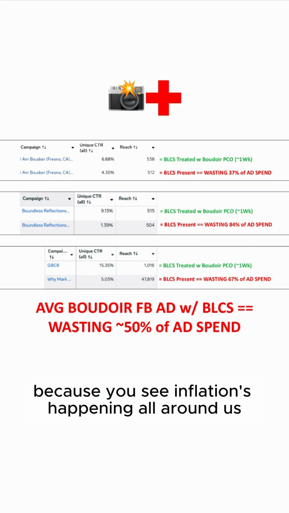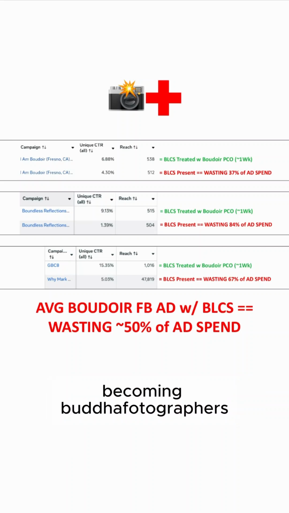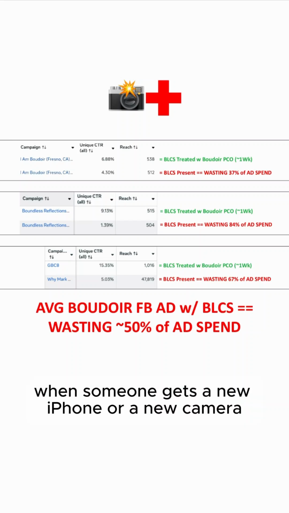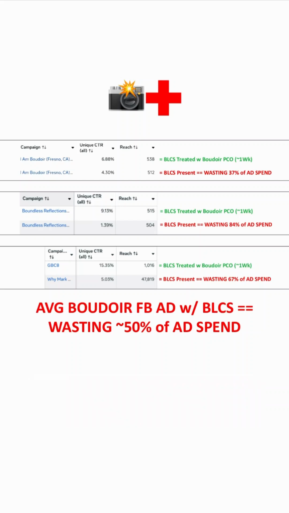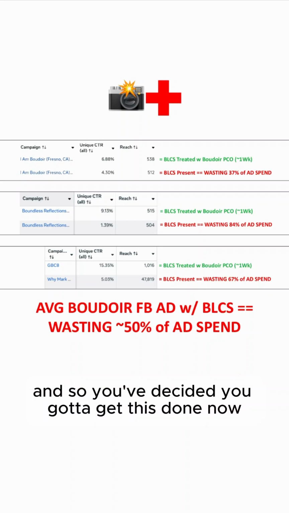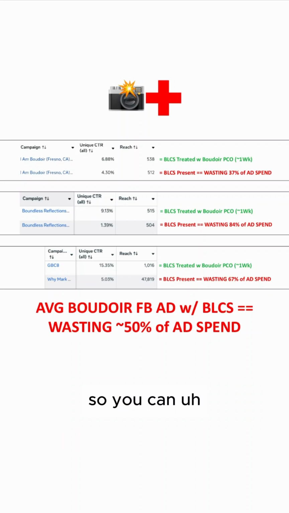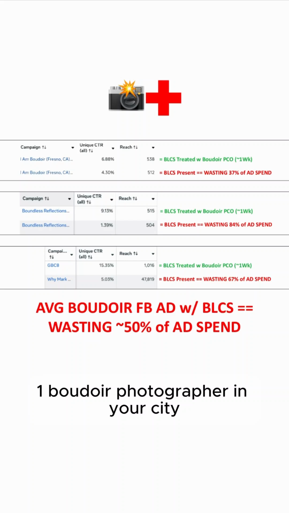because you see inflation's happening all around us, you see more women becoming boudoir photographers literally every single day. Seems like when someone gets a new iPhone or a new camera, they're throwing up their Google My Business profile. And so you've decided you gotta get this done now, gotta pull this profit out now and become more efficient now, so you can get on the way to become the number one boudoir photographer in your city.